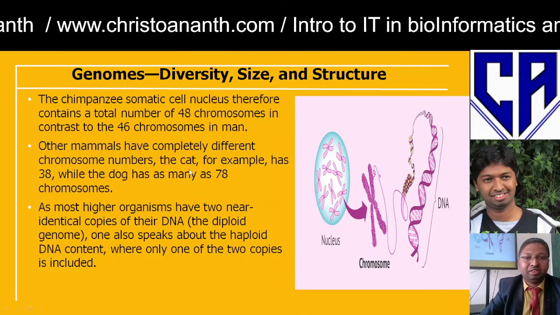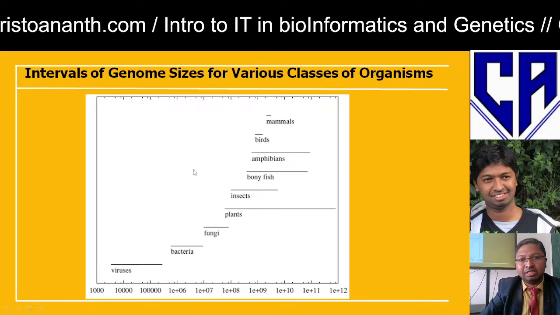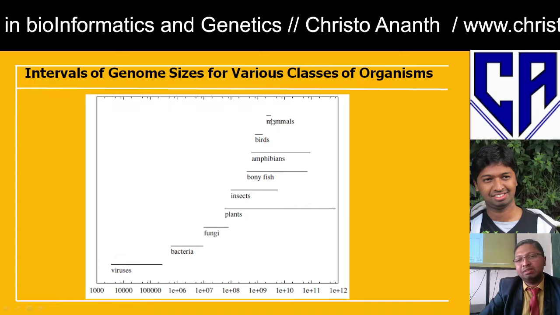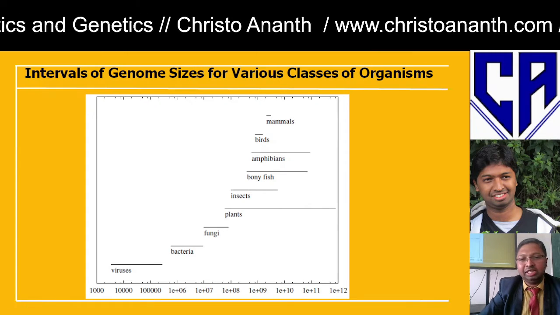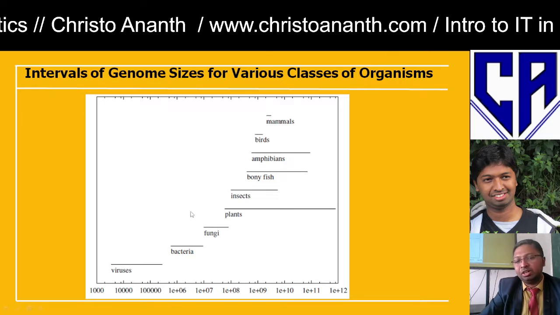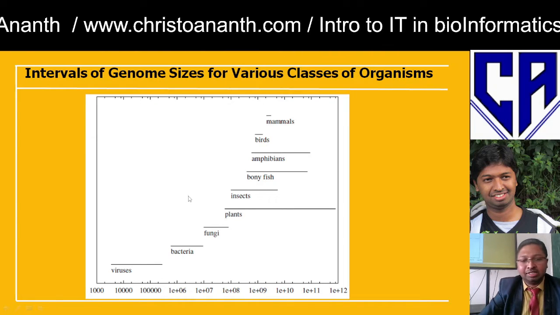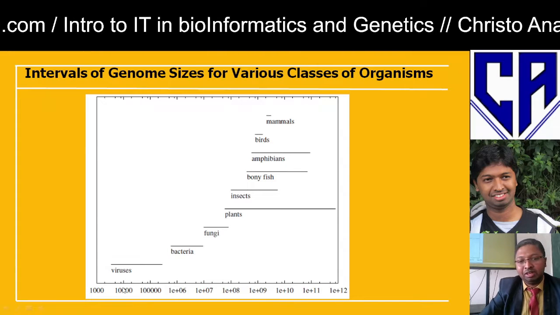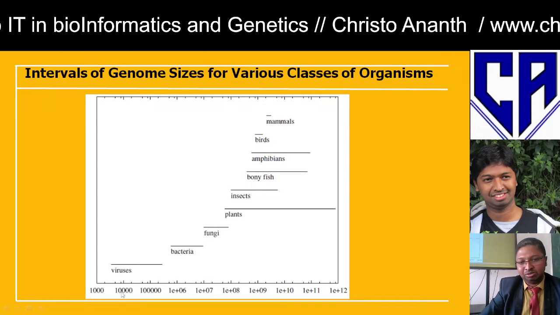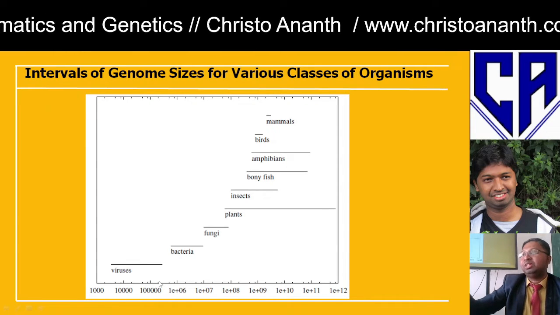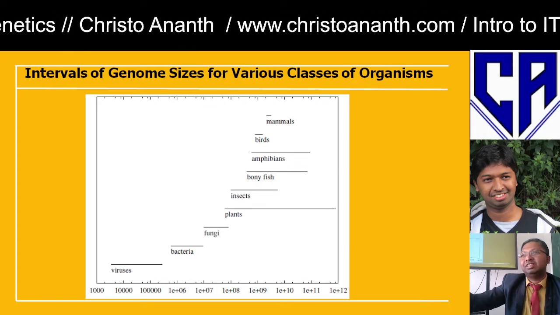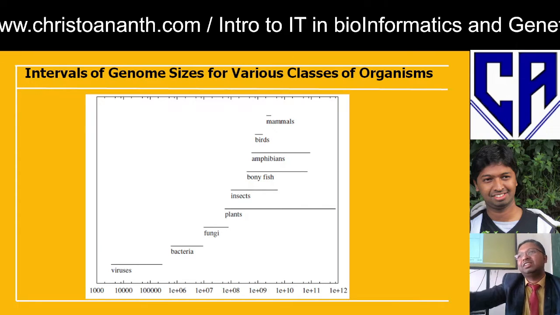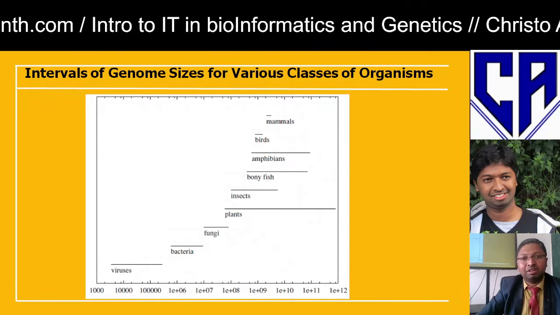So this is a statistical way of analyzing the case of mammals, birds, amphibians, fish, insects, plants, fungi, and even bacteria and viruses. Here we observe that it goes on, it increases. From viruses it might be 10,000, 100,000, 1 into 10 power 6, 1 into 10 power 7, it goes on. Even in the case of mammals we have 1 into 10 power 10. So these are the intervals of genome sizes.